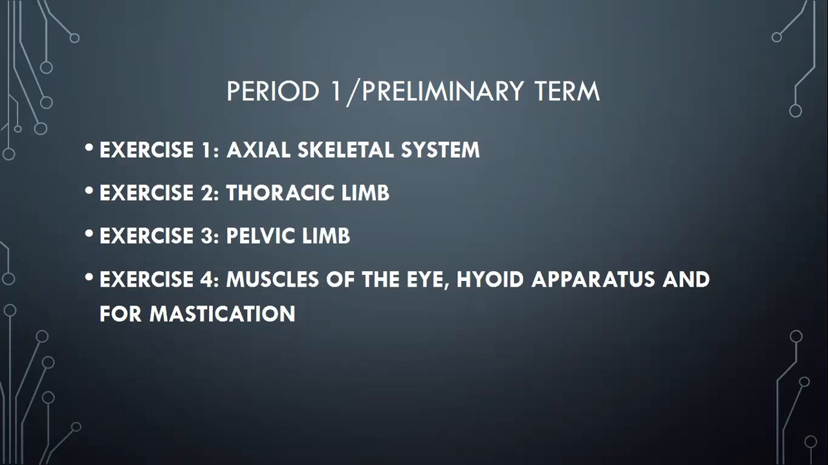For the preliminary, okay, I'll make a correction regarding this one. For your period 1, preliminary term, we have the bones. This means you will be dealing with the axial skeletal system, which is the skull, the mandible, the vertebrae, the ribs, and the sternum. For the thoracic limb, that's exercise number 2, and then we have the pelvic limb.